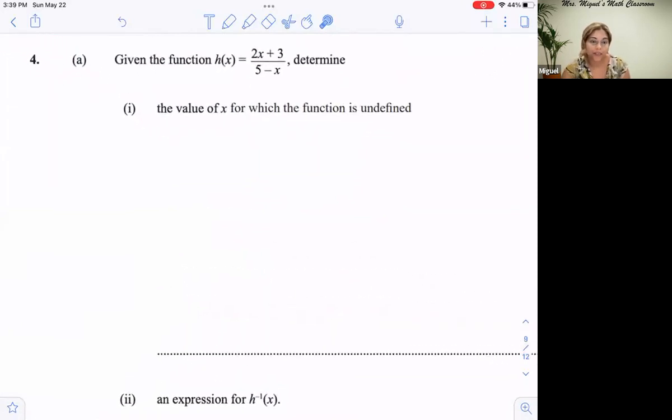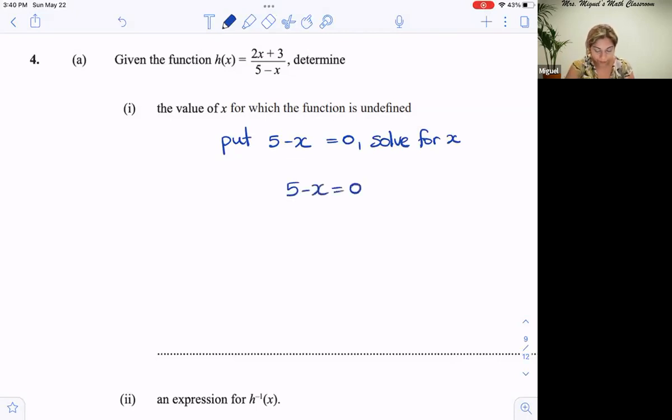Given the function h of x, which is 2x plus 3 over 5 minus x, determine the value of x for which the function is undefined. Now, the function is undefined when we put the denominator equal to 0 and solve for x. So let me tell you what I mean. Put 5 minus x equal to 0. Solve for x.